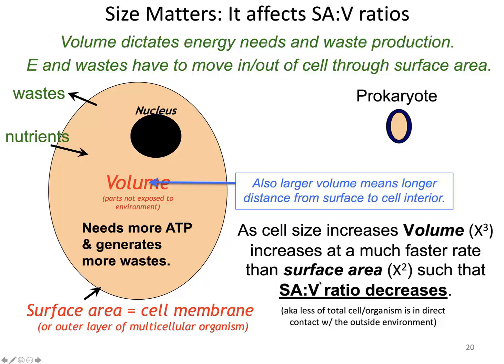And so this volume number is going to get bigger than the surface area number, such that this ratio, if you take the surface area divided by the volume, as these two things increase and something gets bigger, the ratio actually goes down. In other words, less of the total cell or the organism is in direct contact with the outside environment. So as you get bigger and bigger and bigger, less of your volume is directly exposed to the outside relative to your surface area.